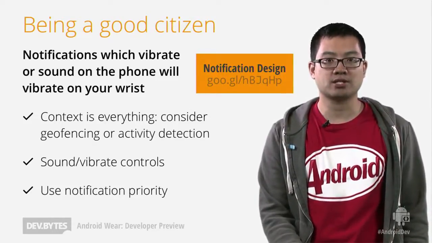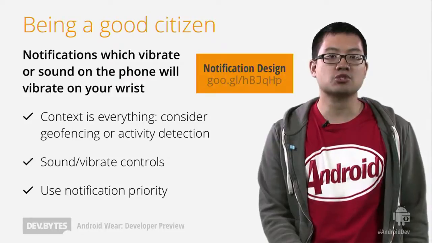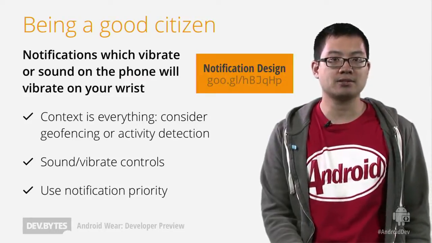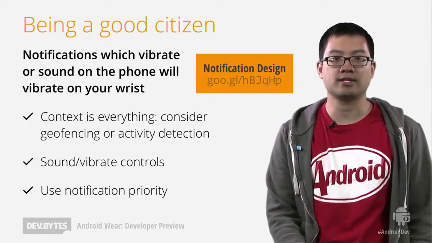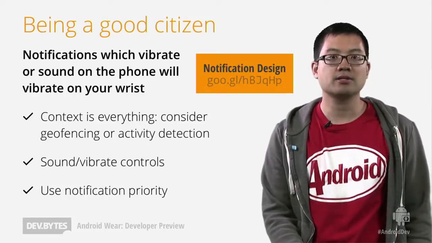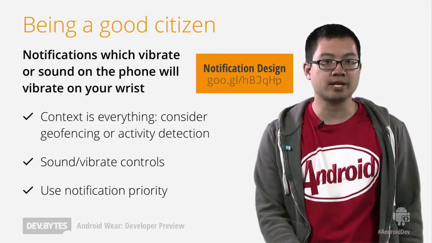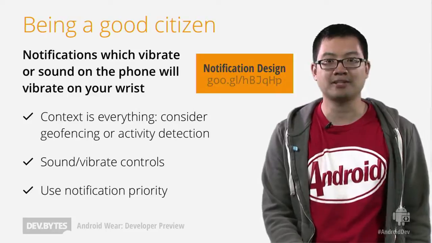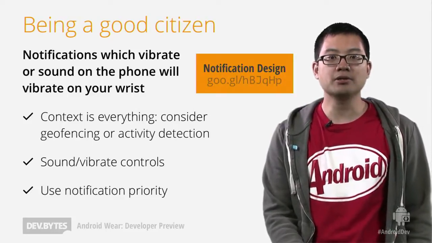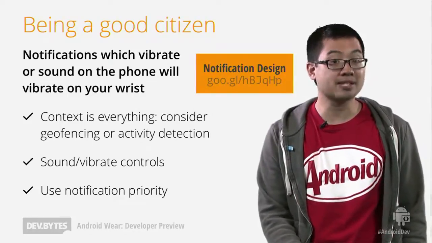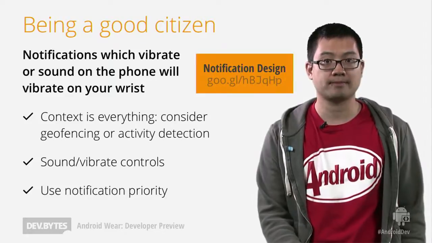Automatically bridging notifications to your wrist means it's extremely important that you be considerate of when and how you notify the user. First, note that Android Wear devices will not vibrate for every notification. That will get annoying really quickly. Only notifications which would vibrate or make a sound on the phone will buzz your wrist.